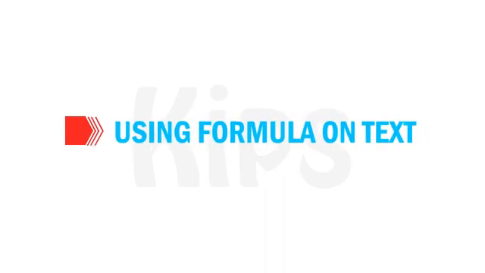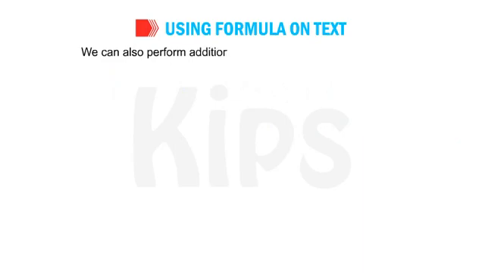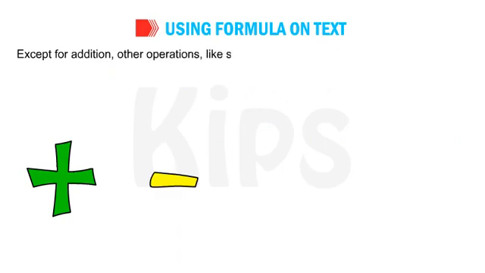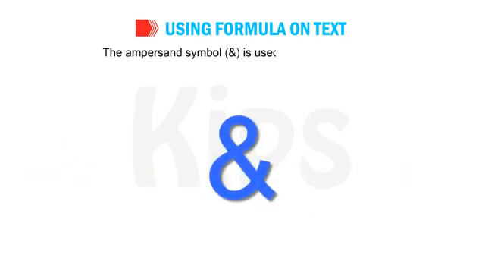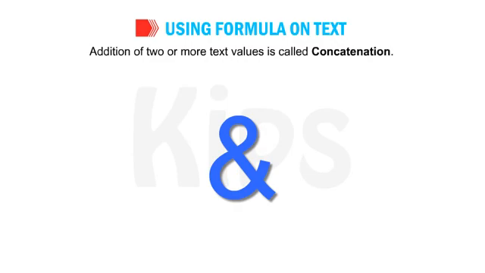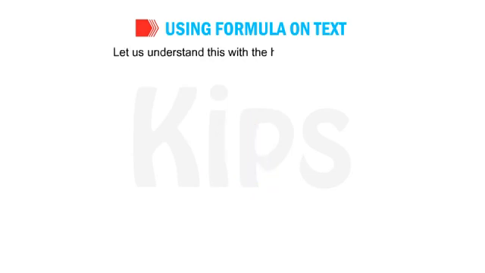Now let us find out how to use formulas on text. We can also perform addition on character and string data types. Except for addition, other operations like subtraction, multiplication, division, etc. are not allowed on the string data type. The ampersand symbol is used to perform addition. Addition of two or more text values is called concatenation. Let us understand this with the help of an example.